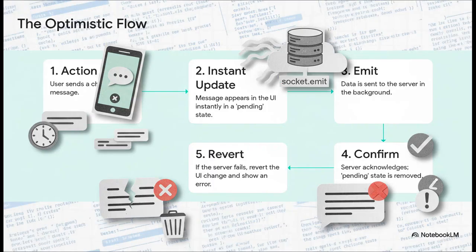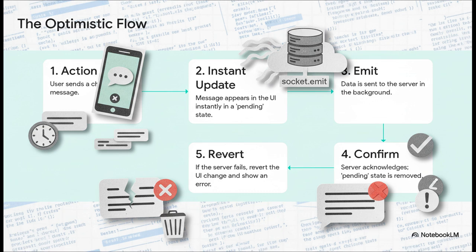Let's make this super concrete with a chat app example. Step 1. You type a message and hit send. Step 2. Bam! Your message appears in the chat window right away, instantly. Maybe it's a little faded out or has a tiny clock icon next to it to show that it's pending. We haven't even talked to the server yet. Step 3. Now, in the background, we fire off the socket.emit. Step 4. The server gets it, sends back a confirmation, and all we do is remove that little pending icon.